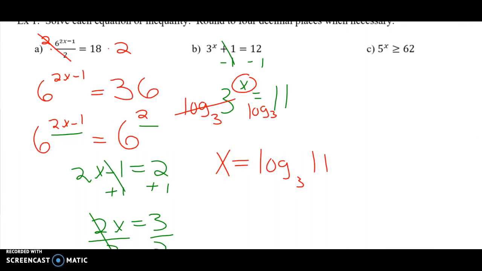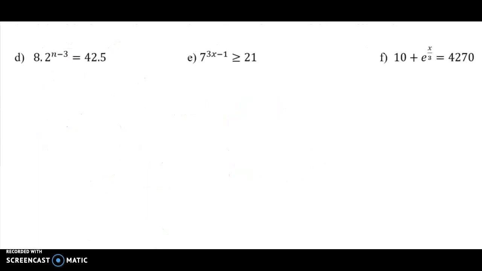All right. Let's go to example E. Is the exponential by itself? Yeah, it is. There's some extra stuff up in the exponent, but there's nothing around the 7. There's no 2 multiplied in front or a plus 1 in back. So I can go straight to logging both sides.